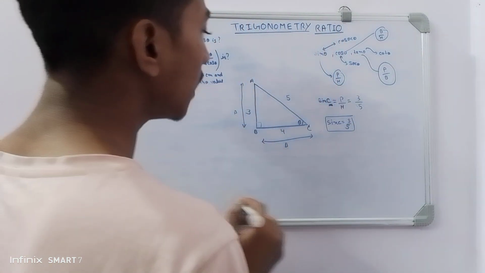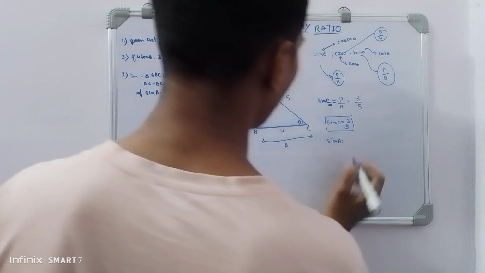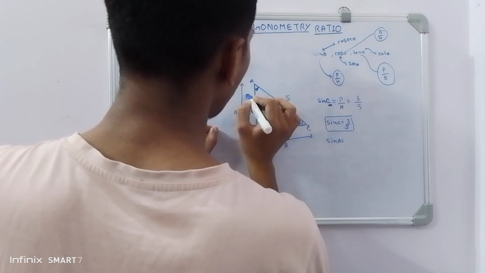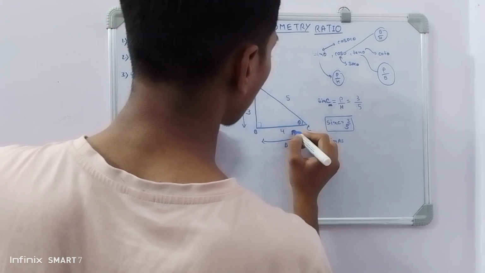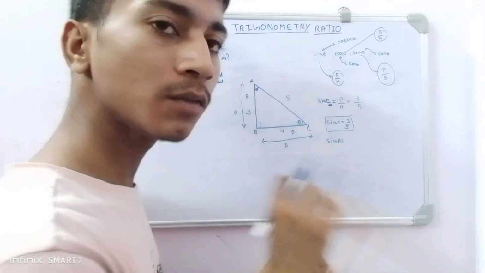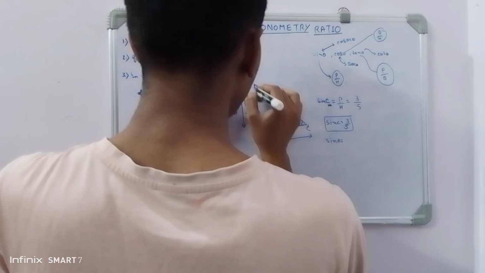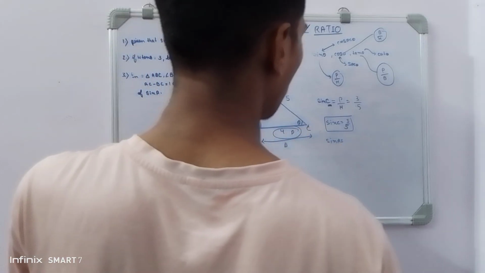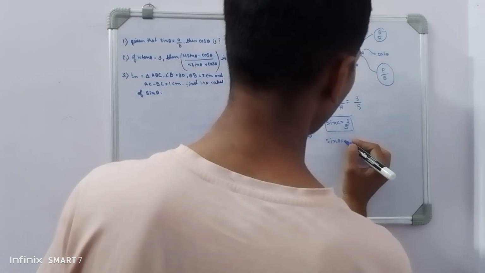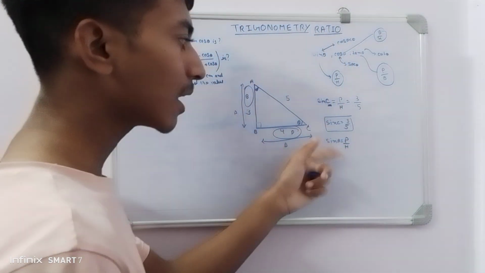And if I ask you to find the sine A, for this angle this one becomes the base and this one becomes the perpendicular. As I said, when you change the angle, the perpendicular and base change. So for this angle, this becomes the base and this becomes the perpendicular. And the sine of A, that means sine of theta, that means P by H. The sine of any angle means P by H.